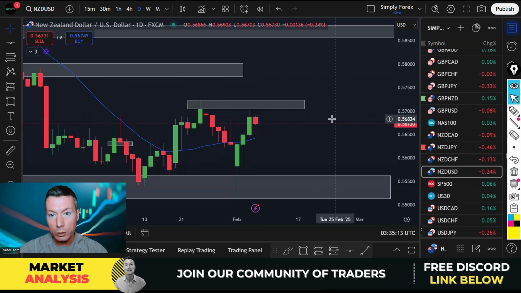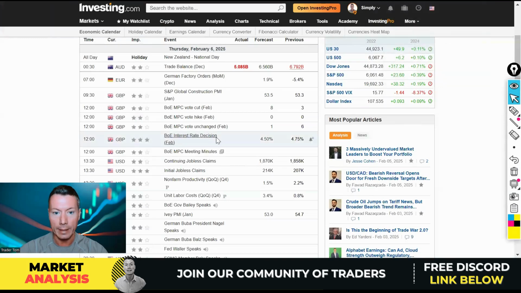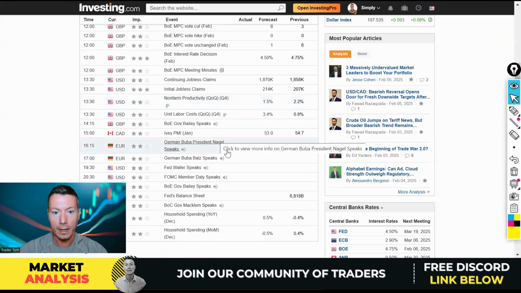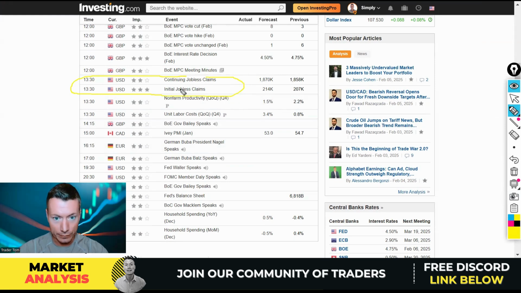It is worth pointing out for both of these US dollar pairs, if we take a quick look at the economic calendar, later on today we do have this data coming out. We have some employment data coming out of the US, and this can obviously have an impact on those trades.